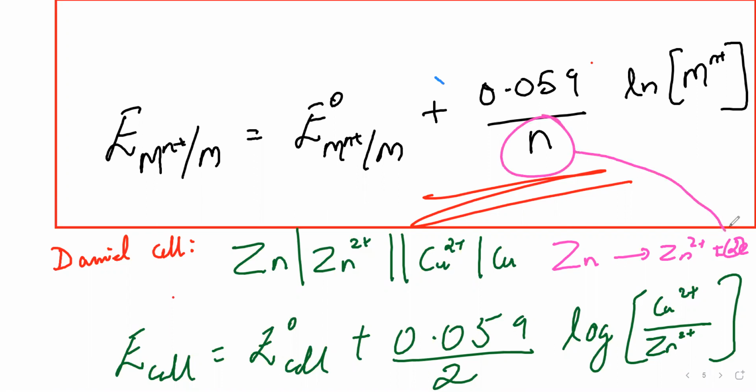This N is nothing but this 2. That's it. Okay, in the balanced chemical equation. Okay, this is the first one in this.